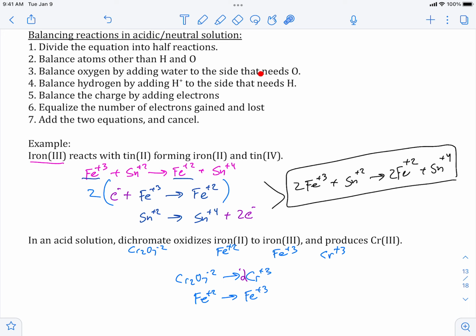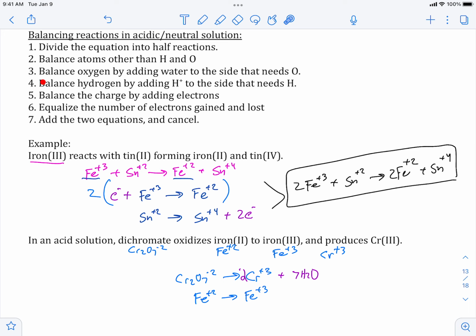The next step, balance oxygen by adding water to the side that needs oxygen. So this unit is all about reactions that take place in solution, which means water is present. So if water is present, that means we can use water as a way to balance our oxygens. So if I add 7 waters to this side, that will give me enough oxygens to balance the oxygen count. So 7 waters to this side.